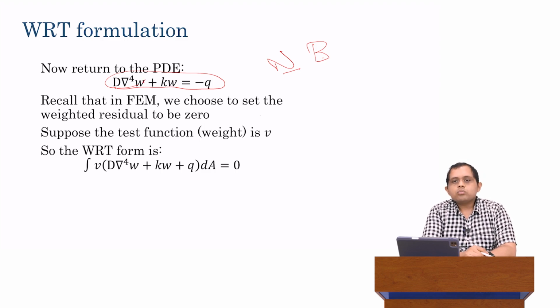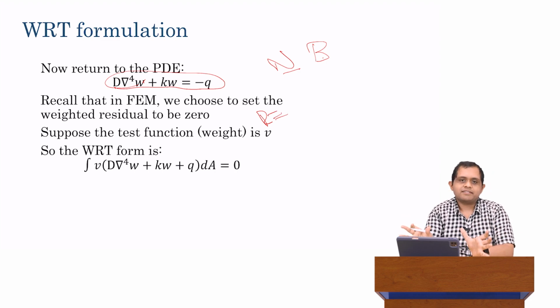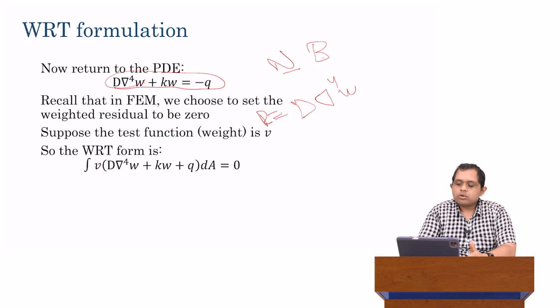If you go back to my previous lecture, where we did a simple toy example about two lectures ago, I had said that first of all, what we do is we write the residual of this differential equation. So the residual is defined as left-hand side minus right-hand side. So the residual is going to be D ∇⁴w plus kw plus q.